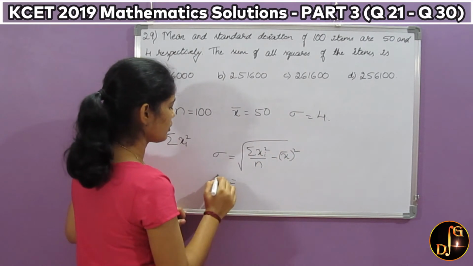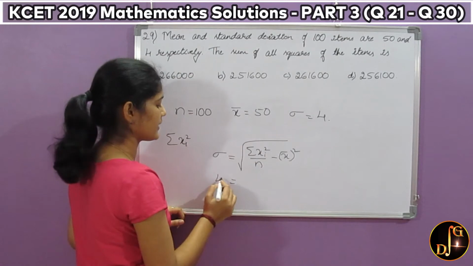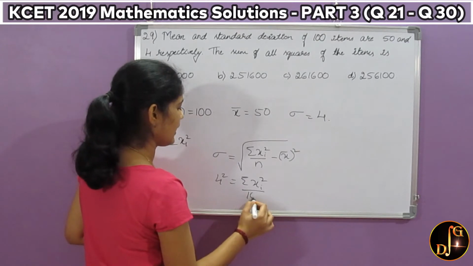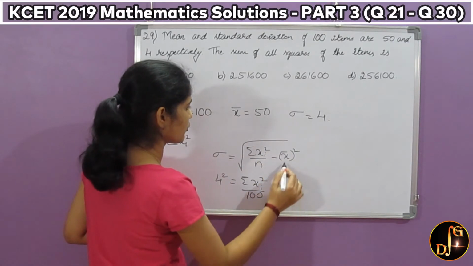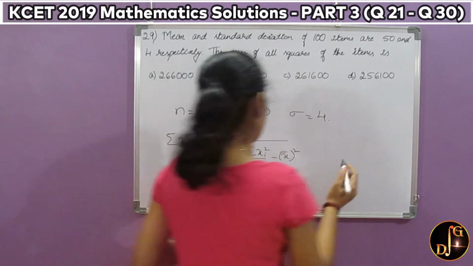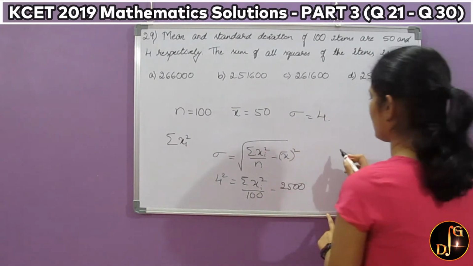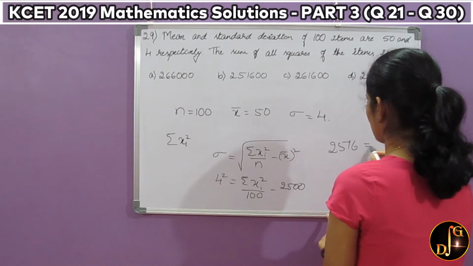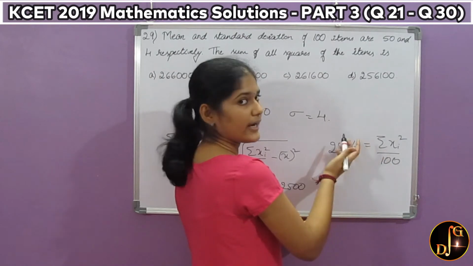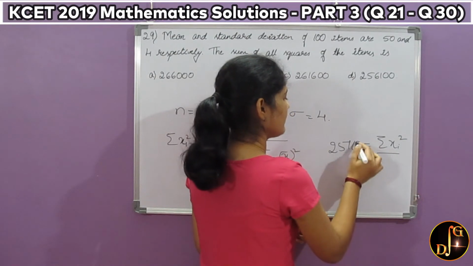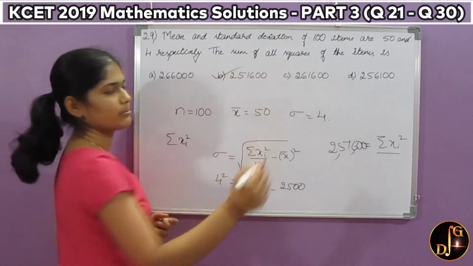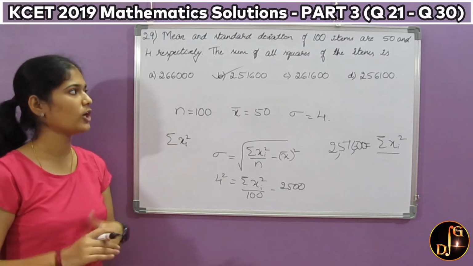Sigma is 4. So if we take square on both sides, then it will be 4 square is equal to summation xi square divided by 100 minus x bar square, where x bar is 50. So 50 square is 2500. If we take 2500 to this side, then it will be 2500 plus 16. So 2516 is equal to summation xi square divided by 100. If we multiply by 100 on this side, then it will be 2,51,600. So the correct answer is option B. Right? Now let's move on to the next problem.